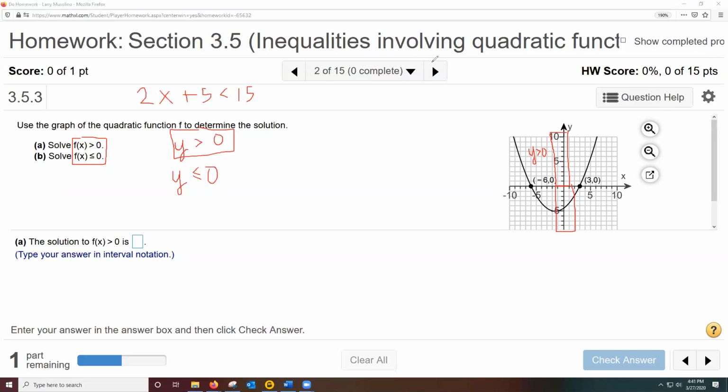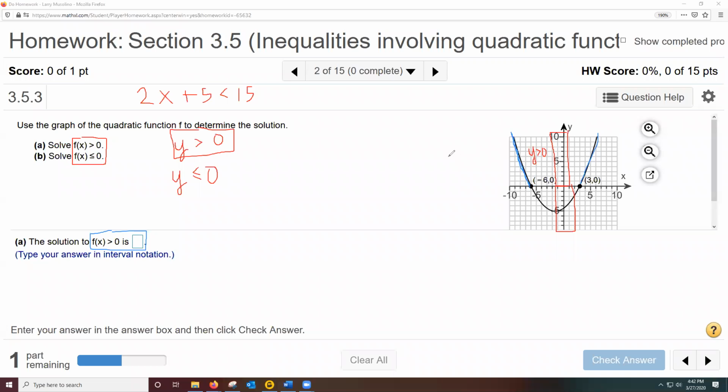Well, let me highlight in blue the parts of the graph where the y values are greater than 0. So it's here and here. So these parts of the graph that I just highlighted in blue are those parts of the graph that are above the x-axis, which means the corresponding y values are greater than 0. All right, so now it wants me to come up with the answer here in interval notation. So I need to come up with really the x values that correspond to this blue part of the graph.